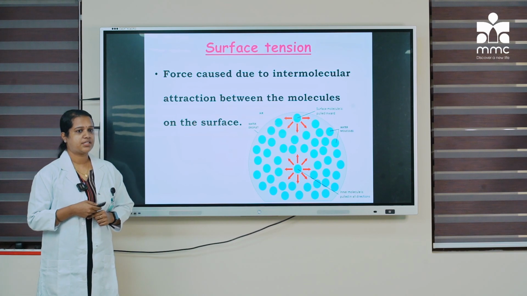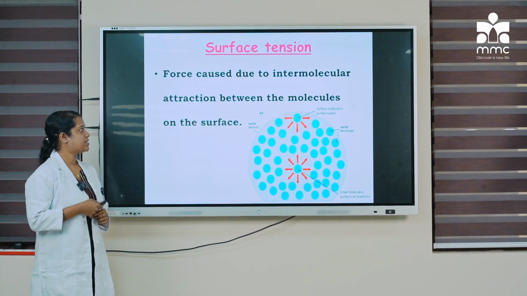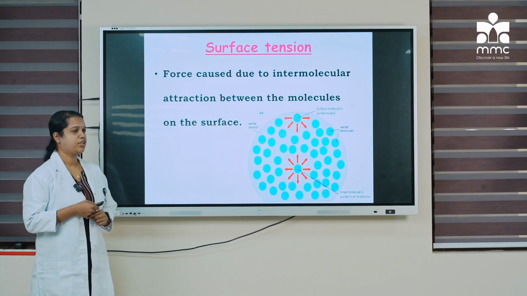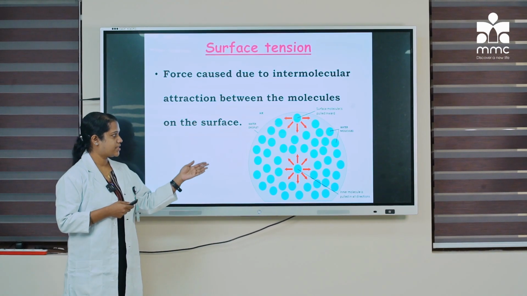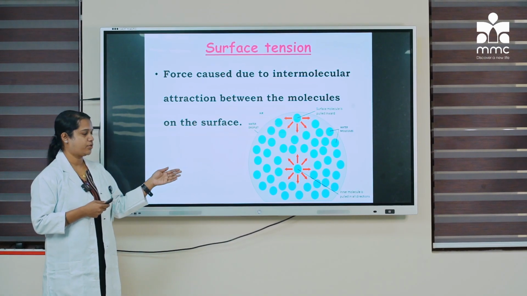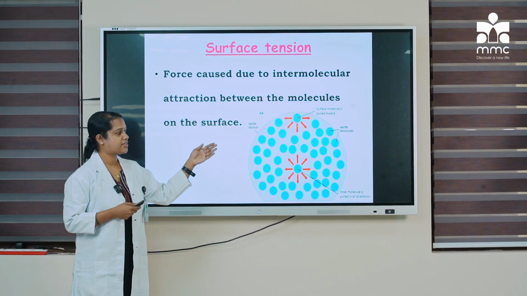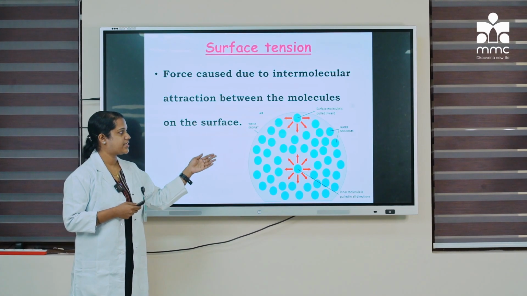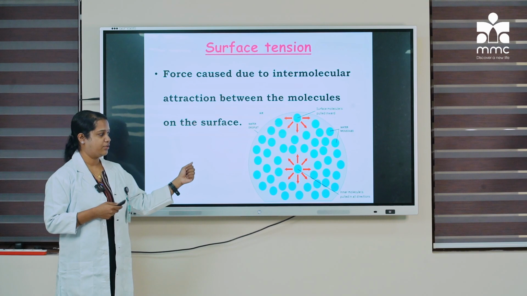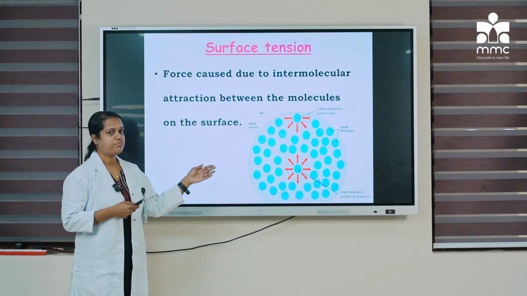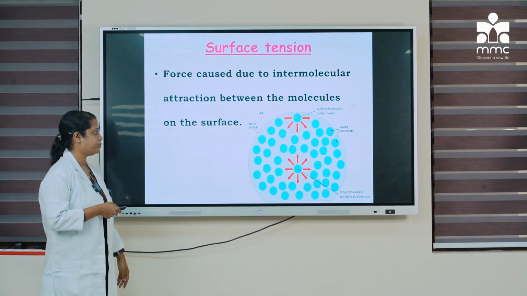Now coming to surface tension. As I have already mentioned, it is a force that is caused due to the intermolecular attraction between the molecules on the surface. In this diagram, resembling a water droplet, you can see various water molecules. There are surface molecules as well as inner molecules. The surface molecules are always pulled inward, whereas the inner molecules are pulled in all directions. So this same principle applies for the alveoli also.